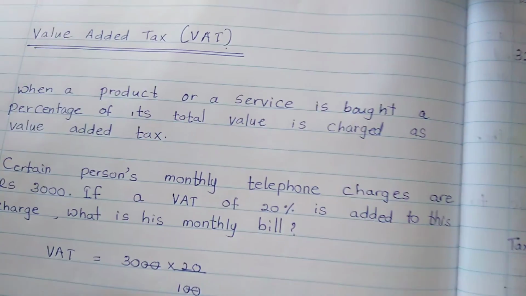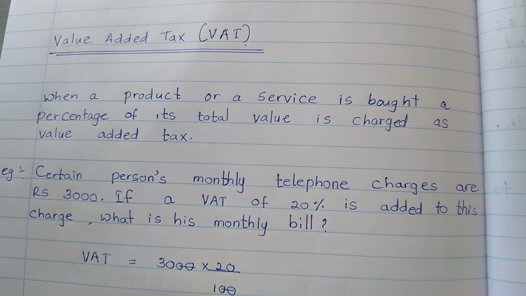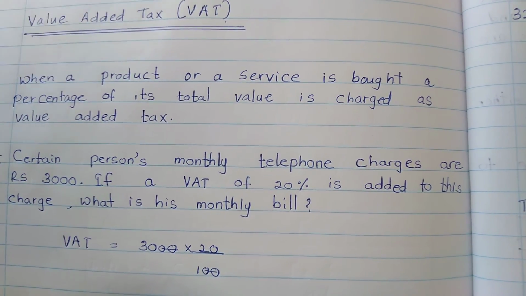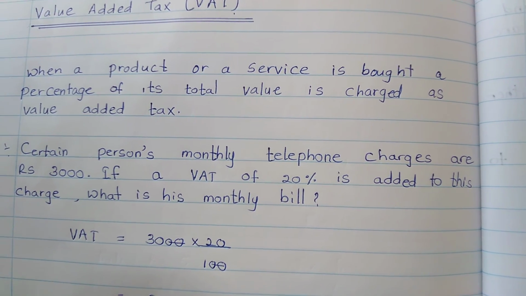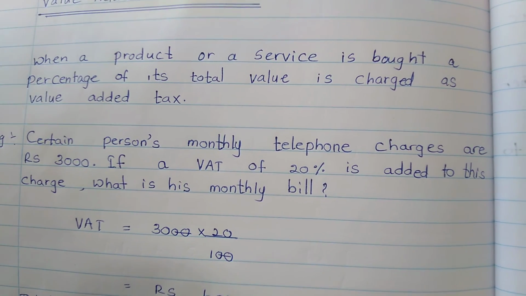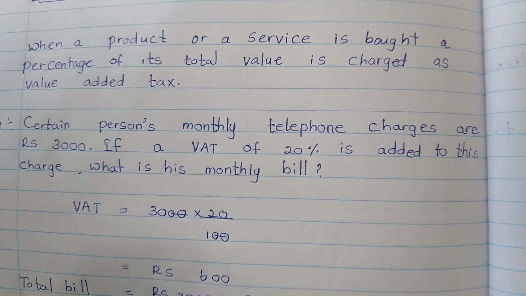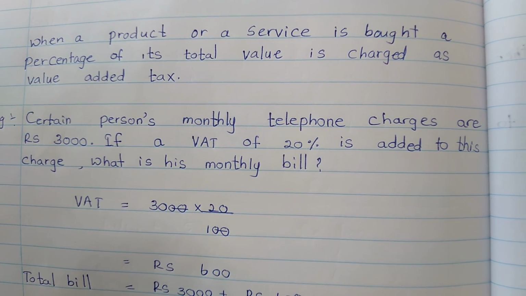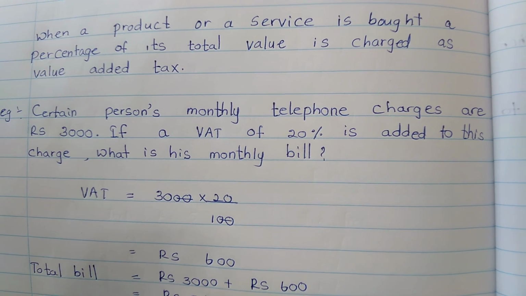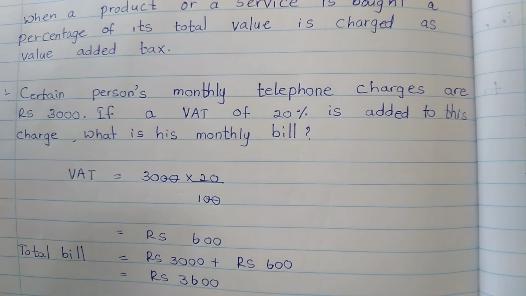Okay, now we are going to solve problems on value added tax. When a property or a service is bought, a percentage of its total value is charged as value added tax. Example number 1. A certain person's monthly telephone charges are 3,000. If a VAT of 20% is added to this charge, what is his monthly bill?